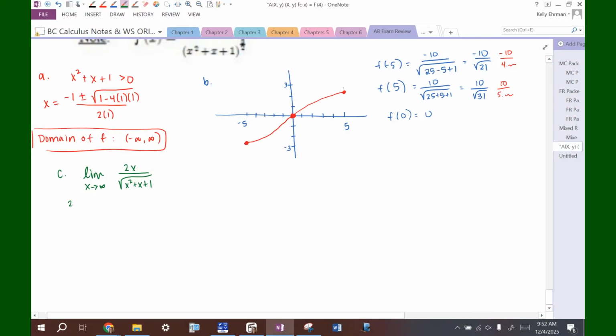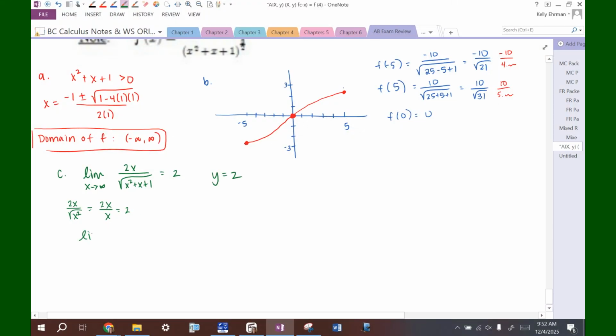So this is really like thinking about what happens to the behavior of 2x compared to the square root of x squared. We're talking end behavior, so we just go with leading coefficients. Well, that acts a lot like 2x over x, and that acts a lot like y equals 2. So there would be, as x approaches positive infinity, a horizontal asymptote at y equals 2.